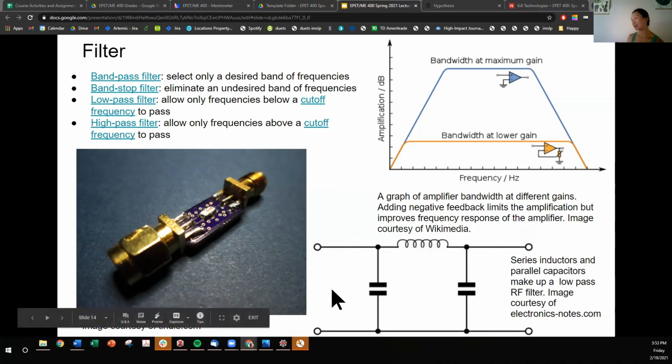And here's just a very simplified version of a low pass RF filter, where we've just got a series inductor and parallel capacitors offering that filtering capability.